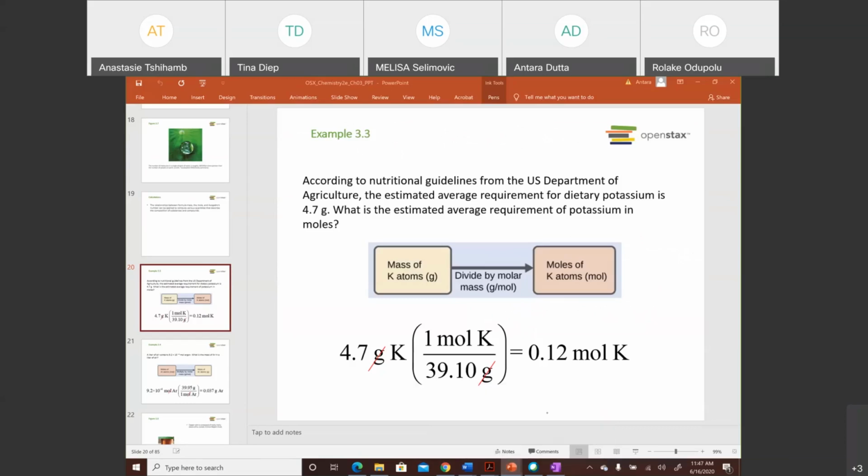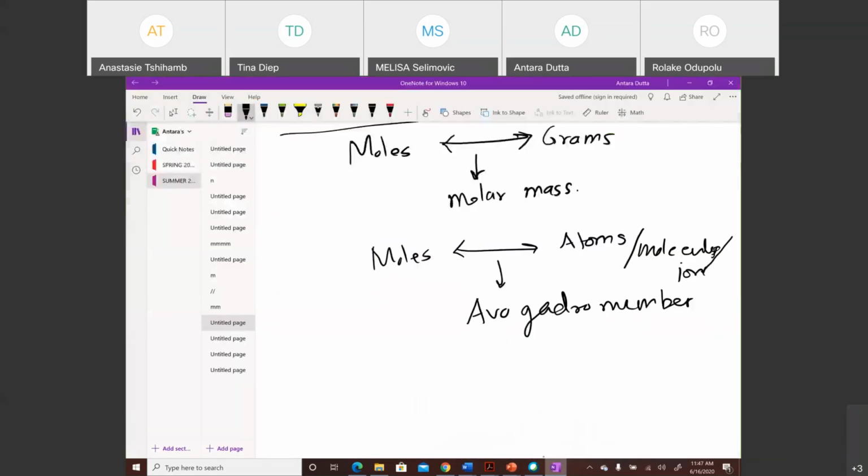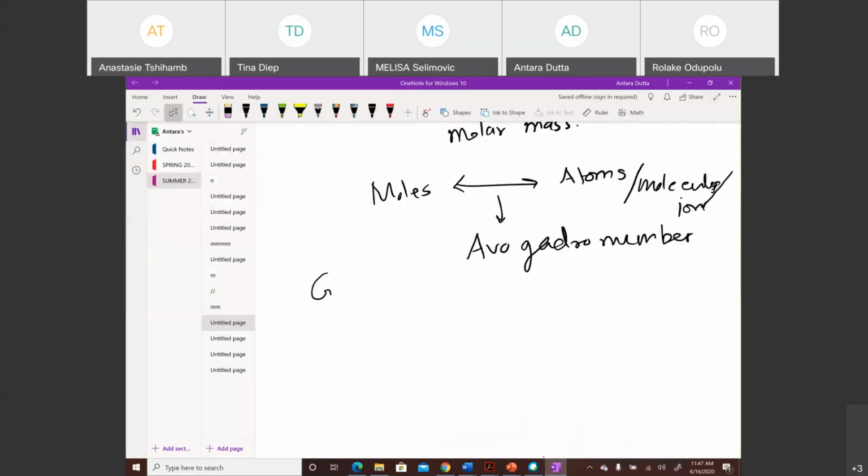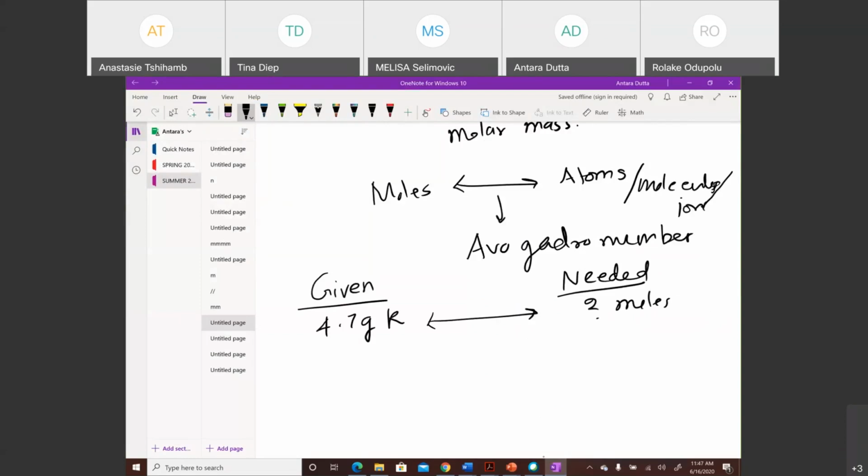So the first problem we are solving. We are given 4.7 grams of potassium. The question is how many moles is that? So you write what you are given: 4.7 grams of potassium. And what is needed? Number of moles. Grams to moles means the conversion factor must be the molar mass. So what is the substance here? The substance here is K. So what is the molar mass of K?